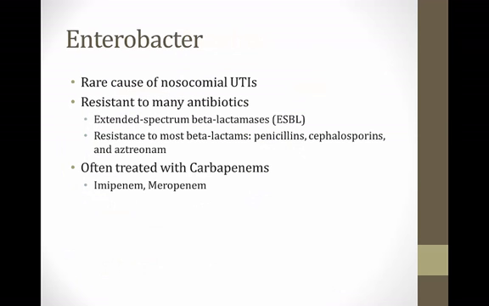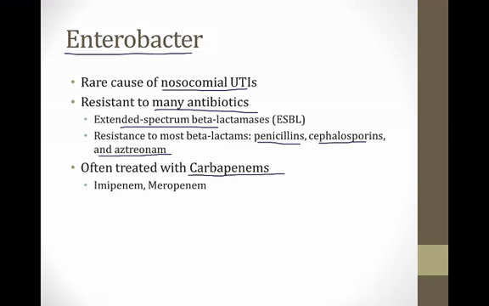Next gram-negative rod is Enterobacter. This is a rare cause of nosocomial UTIs, so UTIs in patients in the hospital. And one thing to remember about Enterobacter is that it's resistant to many antibiotics. It has enzymes called extended spectrum beta-lactamases, and this makes it resistant to most beta-lactam drugs. Can't use penicillins, can't use cephalosporins, can't even use aztreonam. It's often treated with the carbapenem drugs like imipenem and meropenem. So these are so-called big guns of antibiotics, and this is one of the bacteria that they are used for.